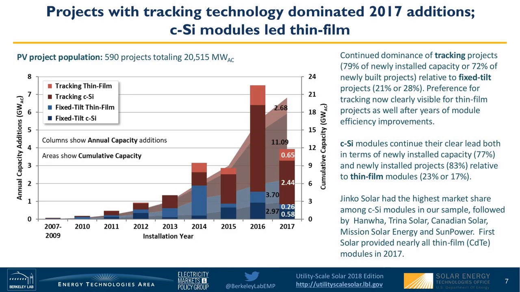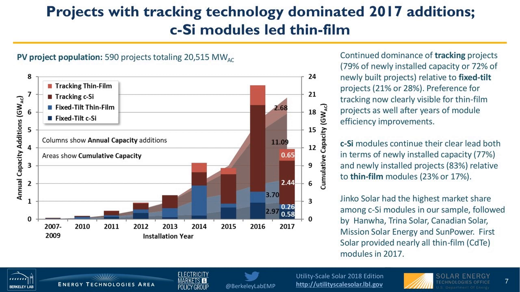And so before I really dive into that, here's just a brief presentation of our sample and the projects that came online over the past couple of years. We had in 2017 about 146 projects in our sample. Overall, since the inception of our report series in 2007, we have about 590 projects totaling nearly 20 gigawatts AC. And what this graph shows here in the bars is the main distinction really here in the color scheme.